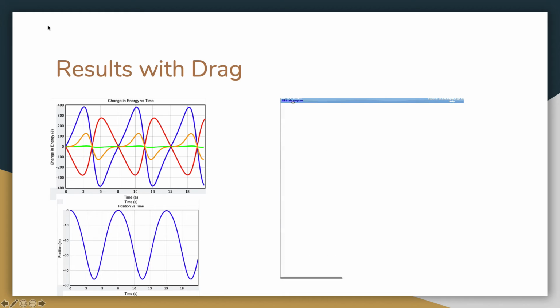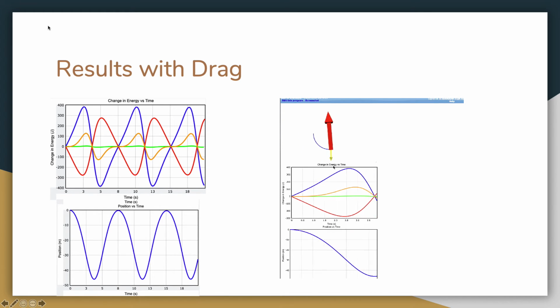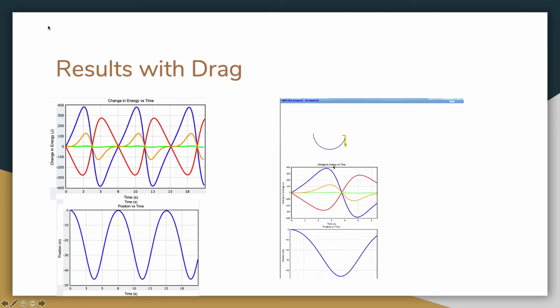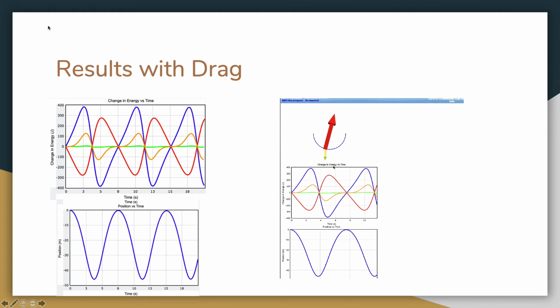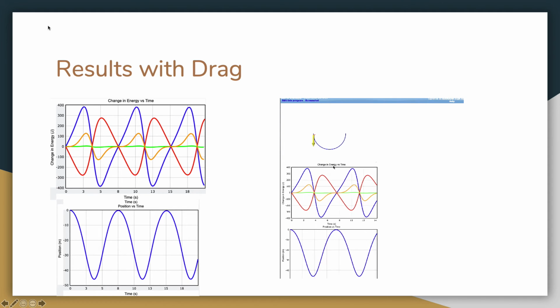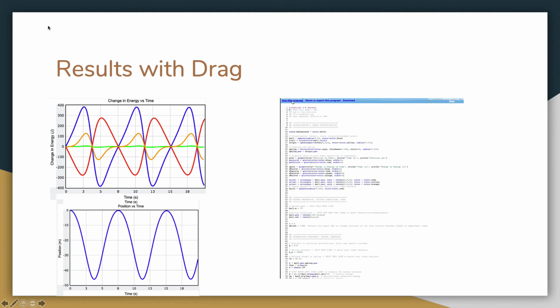This slide shows the result of the modeled motion of the rope swing and the change in energy / position graphs. The blue is the change in KE, red the change in PE, yellow the overall change, and green the change in spring potential energy. You see that the graphs look significantly different than what they looked like when the drag force was not accounted for. The main difference is the graph is no longer symmetric and the change in overall energy is not 0.